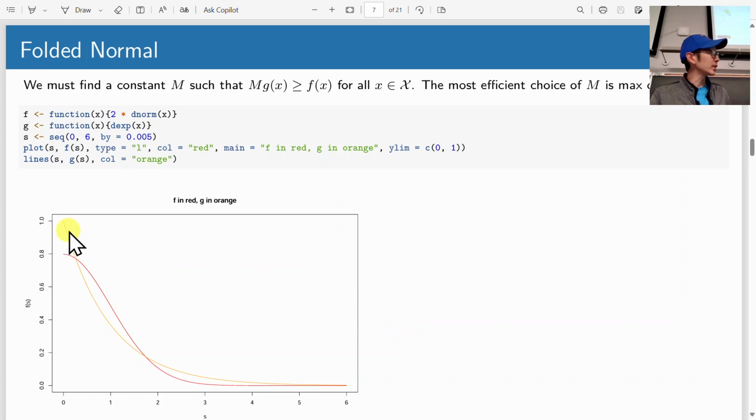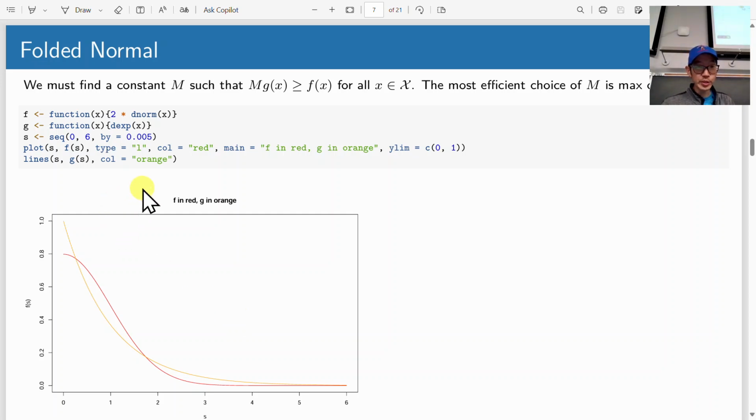The PDF of the folded normal is shown in red, and the PDF of the exponential is shown in orange. Right now, there are locations where the PDF of the folded normal is higher than the PDF of the exponential distribution. So we need to scale up the PDF of the exponential distribution by some factor so that it is greater than or equal to the PDF of the folded normal distribution at all locations.